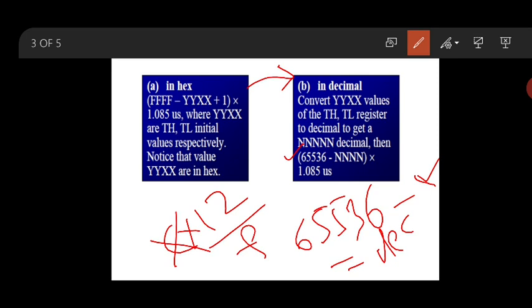Multiply by 1.085. I repeat, you can follow either one technique. Sometimes in the exam both are asked. If both are asked, you write both. If only one is asked, you will still end up with the same answer. There is no 100% guarantee of that, but only the technique will be different here.